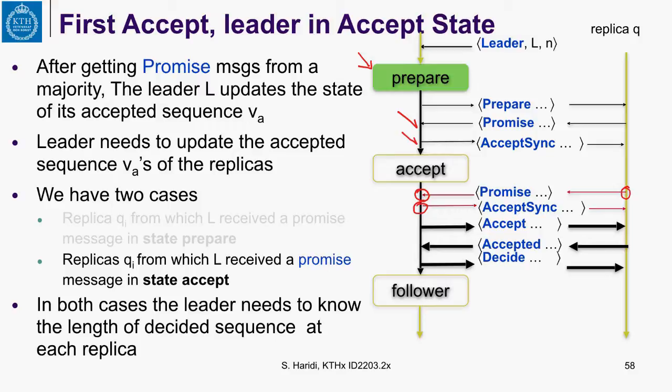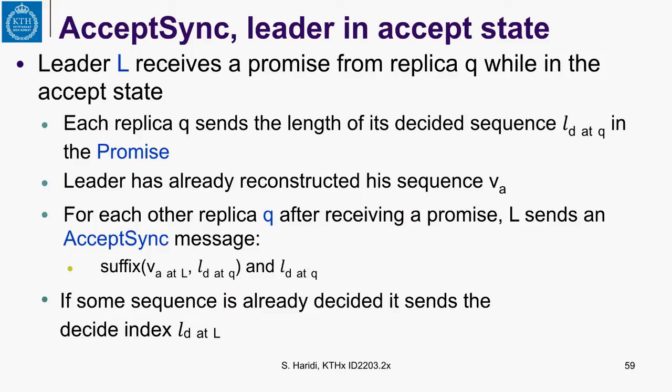This accept sync is a little bit different, and we'll see how it is different. Once we do that, then the rest we have is just incremental accepts, and we will see that here, and decisions. So let us take this step by step. So we are talking now about replicas from which the leader received a promise in the accept state. So let us see how we solve this problem. And we are talking now about a leader in the accept state, and he has to perform a synchronizing accept.